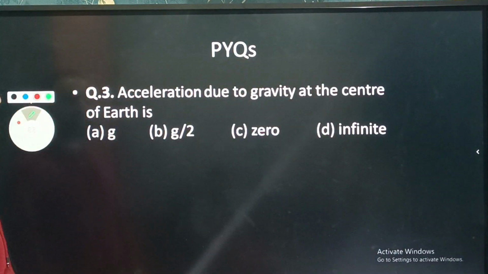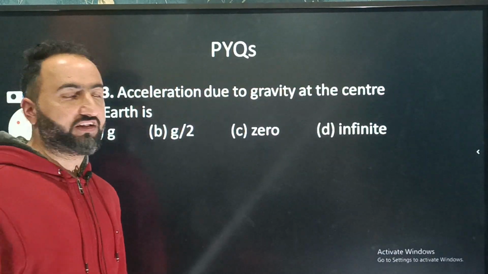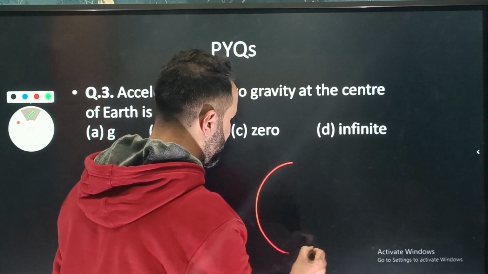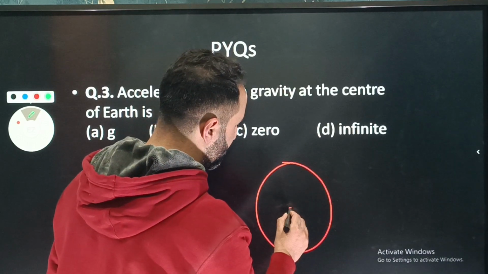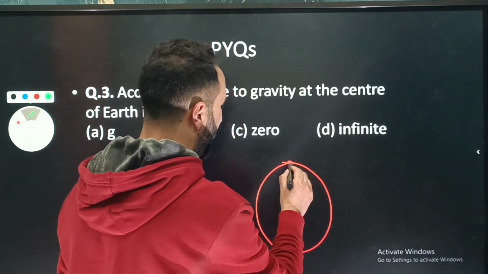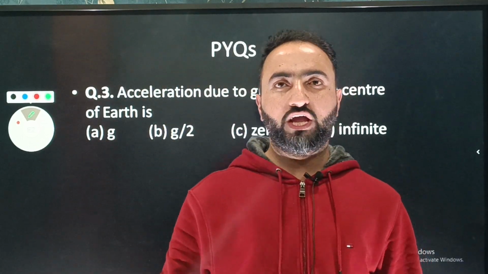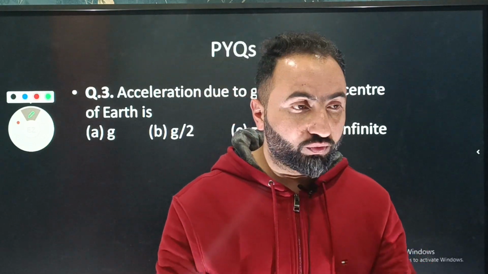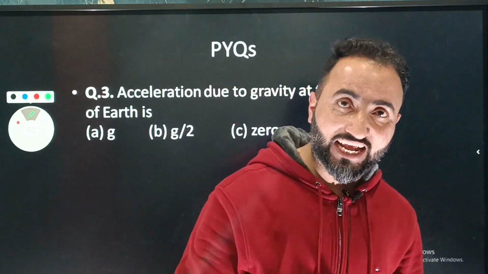So the example is like this. What is the acceleration due to gravity at the center of Earth? Obviously 0. Suppose this is the Earth, this is the center of the Earth, this point O, and this is the surface. Acceleration due to gravity at the center is 0. As you move from center to surface, it increases. As you move from the surface onwards, it again decreases.